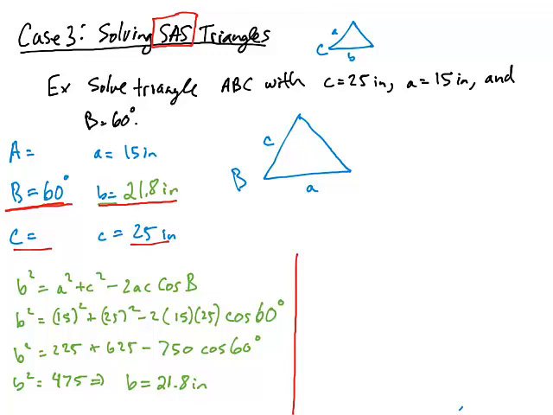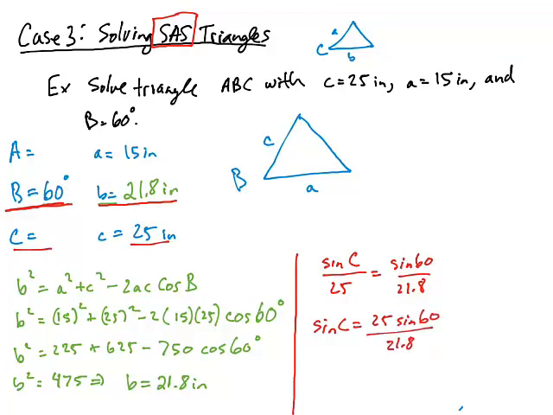So using the law of sines, I'm going to solve for, let's do angle C first. Sine of angle C over 25 is equal to sine of 60 over 21.8. So sine of C is equal to 25 sine 60 over 21.8. Sine of C, I get 0.9931. So I need to use the inverse, and we get 83.3 degrees.